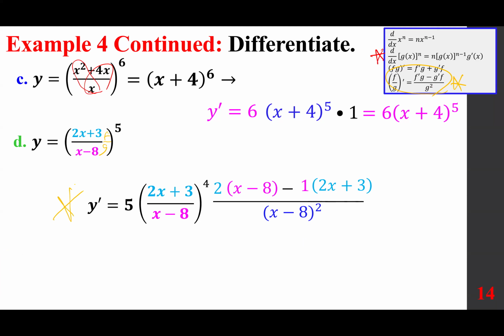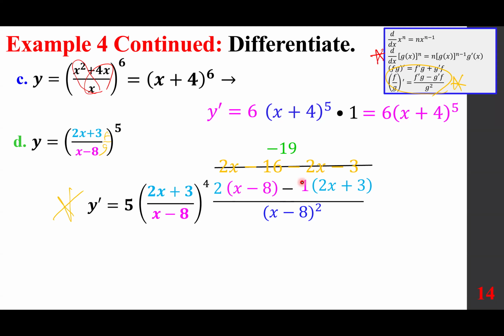Done with calculus. Now the rest of it is algebra and algebraic techniques to simplify. Okay, everybody? So 2x minus 16 minus 2x minus 3. 2x cancels out the negative 2x, and we get negative 19.